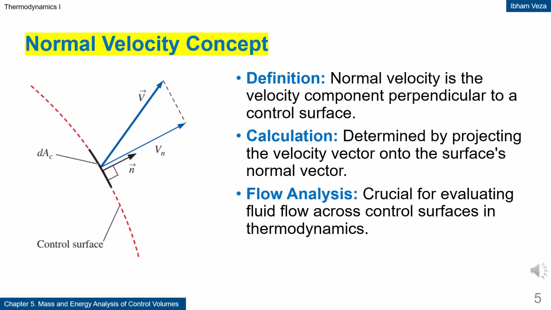Normal velocity concept. Normal velocity is the velocity component perpendicular to the control surface. This component determines how much fluid actually crosses the surface. If the flow is not perpendicular, only part of the velocity vector contributes to mass flow. This concept is crucial in mass flow rate calculations. Misunderstanding the velocity direction can lead to significant analysis errors.